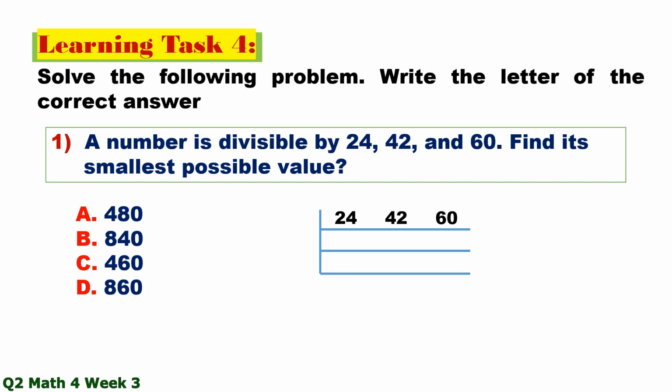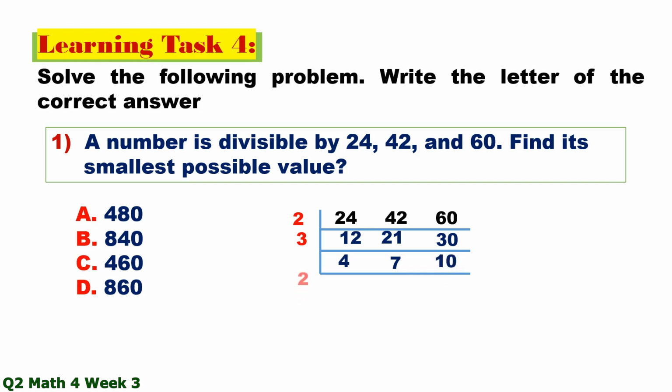24, 42, and 60 are divisible by 2. 24 divided by 2, 12. 42 divided by 2, 21. 60 divided by 2, 30. 12, 21, and 30 are divisible by 3. 12 divided by 3, 4. 21 divided by 3, 7. 30 divided by 3, 10.